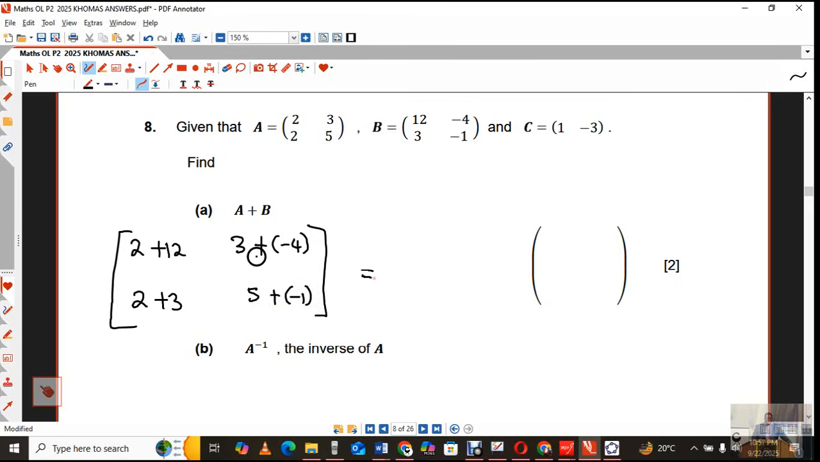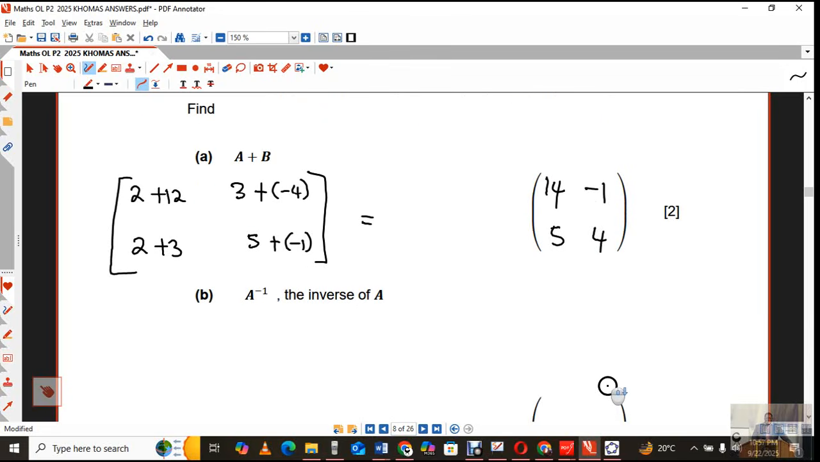So I can just go ahead and put that on, so that is going to be 14 over here. 3 minus 4, that's negative 1. This is 5 over here, 2 plus 3. This is 5 minus 1, this is 4. That is it, whenever it comes to that.